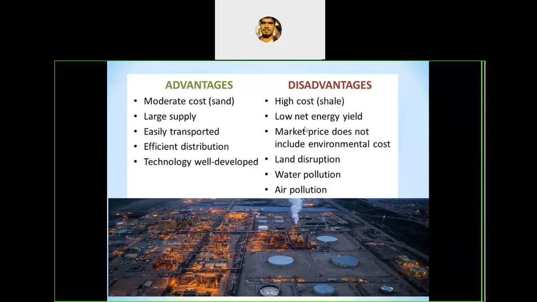That's about 2000 to 17,000 kilojoules per kg. And the marketplace does not include environmental cost. And land, of course, it needs a very huge land, and water pollution and air pollution. These are the drawbacks.